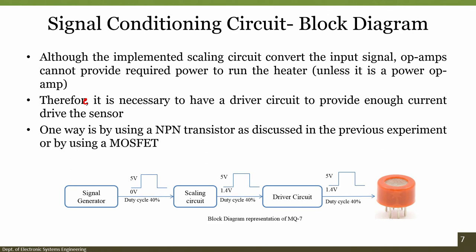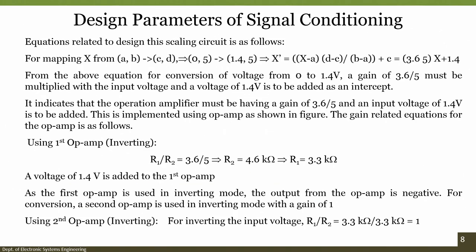One way is by using an NPN transistor, as we have seen in the earlier experiments and will see in later experiments as well, or by using a MOSFET. So, how can we design the circuit and what kind of equations do we need to follow? For mapping X from AB to CD, that is from 0 to 5 volts, we convert to 1.4 to 5 volts. What we require is X dash equals (X minus A) times (D minus C) divided by (B minus A), plus C.